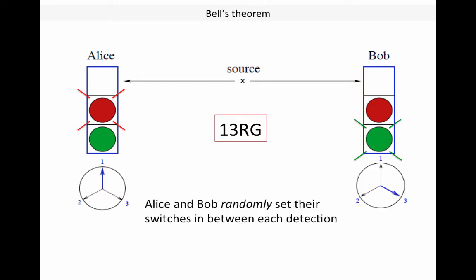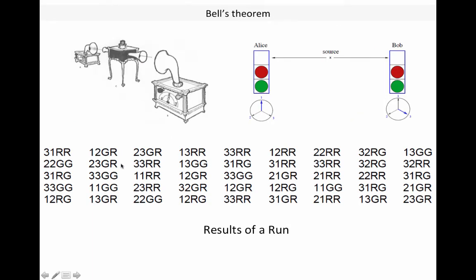Now, we conduct the experiment by repeatedly sending out pairs of particles to be detected by Alice and Bob. And between each detection, Alice and Bob randomly reset their switches. Now, Alice and Bob do not communicate with each other. They have no way of knowing what they've set each other's switches to, so the settings are entirely random. They collect their results together, and at the end of the experiment, they compare the results and display them as a sequence of 4 characters like this.